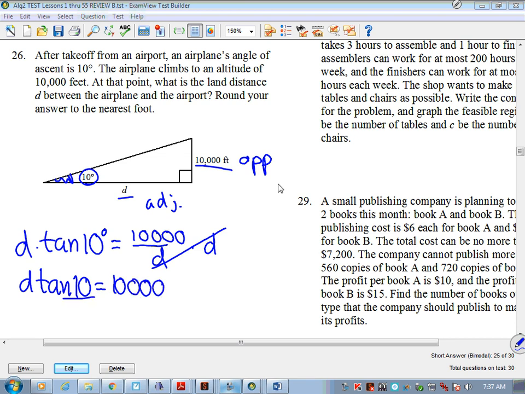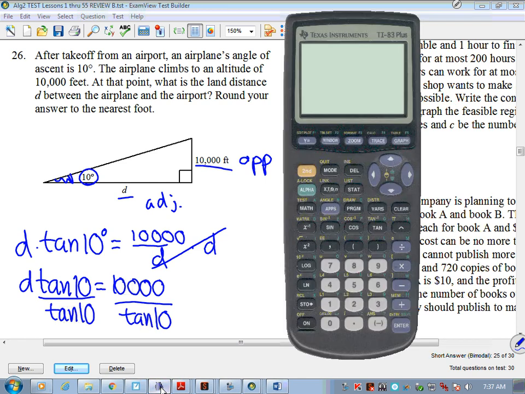But because I want to solve for D, I'm going to move this across to the other side, so I'm going to divide by it on both sides. Tangent 10. All right, and then I'm going to take that graphing calculator of mine. The work that I need to see is right there, 10,000 divided by tangent 10, but I also want to see the process before that. I want to see that you know that tangent 10 degrees equals 10,000 over D. So whenever I pull this up, all I need to do is 10,000 divided by tangent 10.